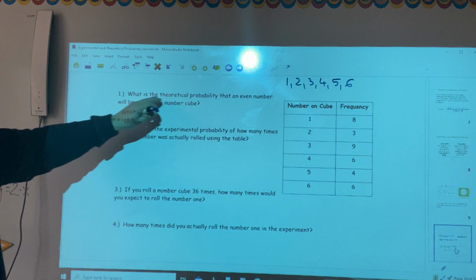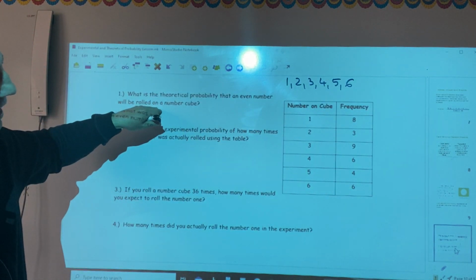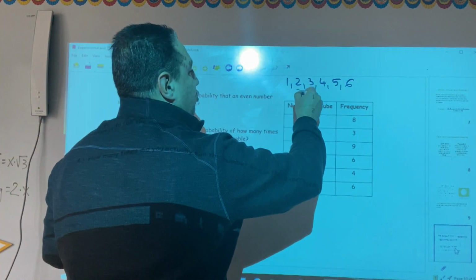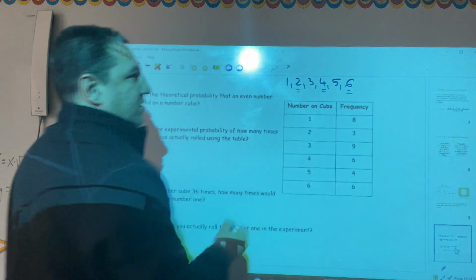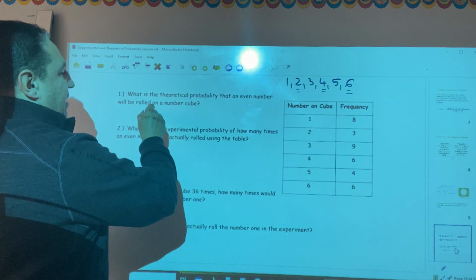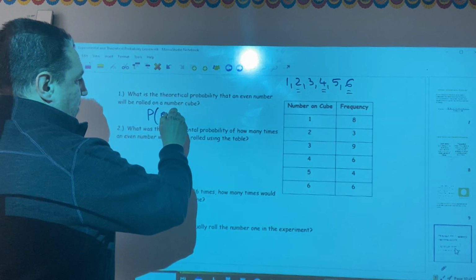It says, what is the theoretical probability that an even number will be rolled? Now, what are the even numbers? The even numbers are 2, 4, and 6. What is the probability of getting an even number?